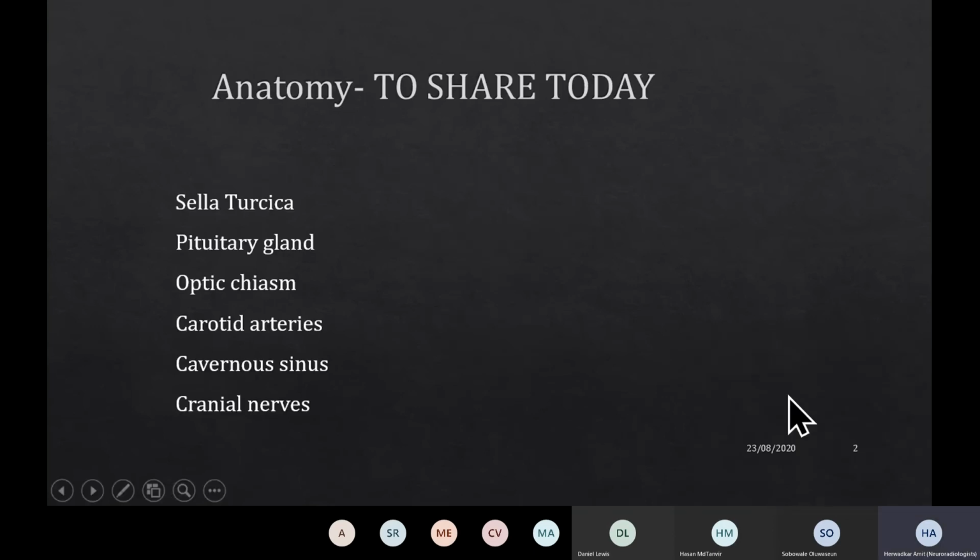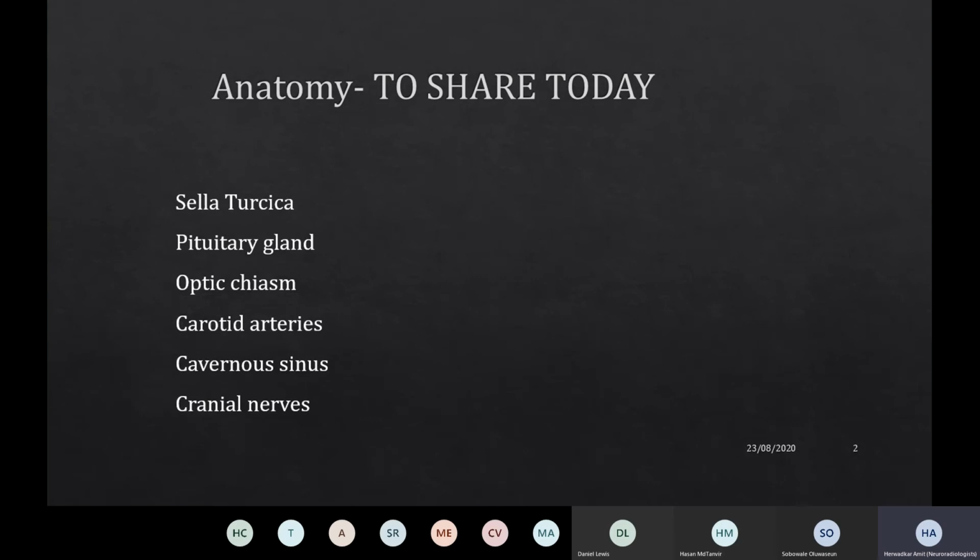Okay, so what are we going to look at today? We'll look at the various bits of the anatomy of the sella itself, the bony anatomy. We'll look at the pituitary gland, and then we will cover the supracellular region, especially the chiasm, the floor of the third ventricle, which we have looked at briefly last time.